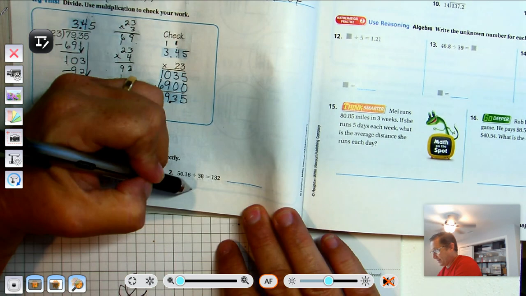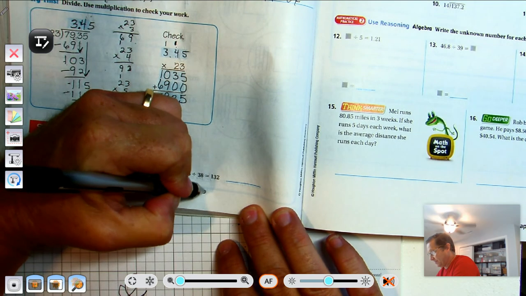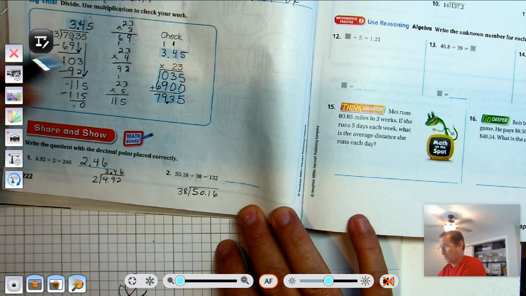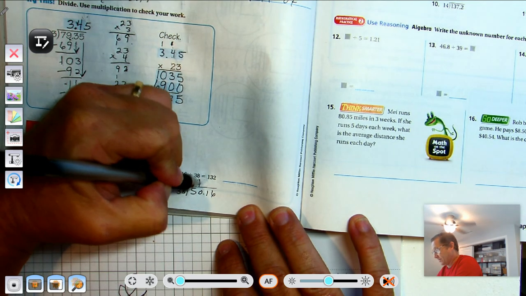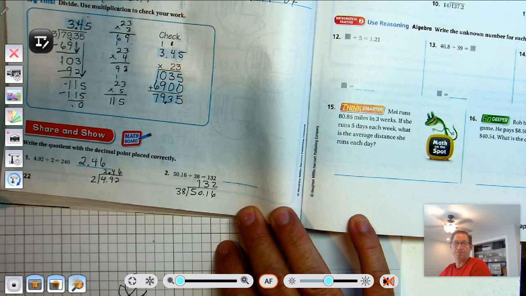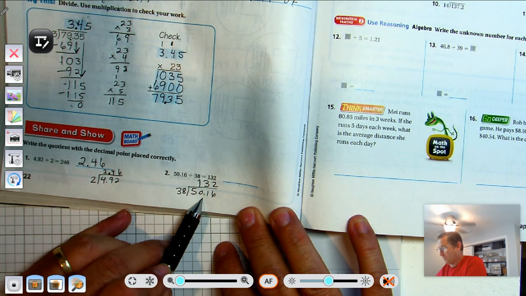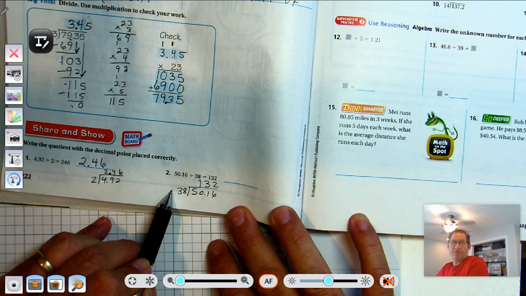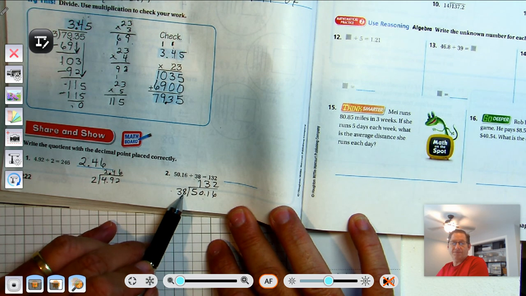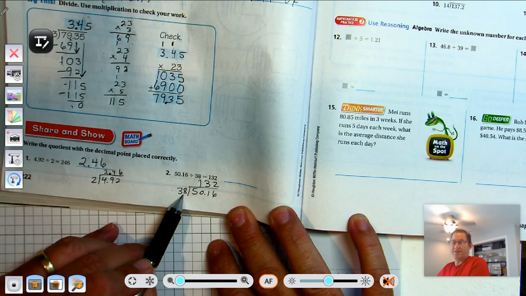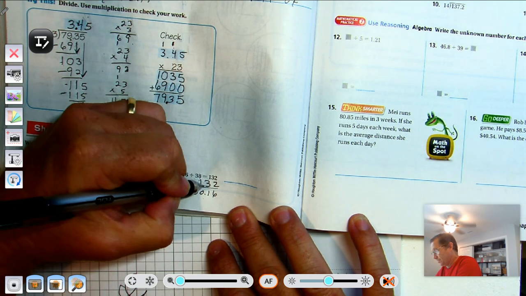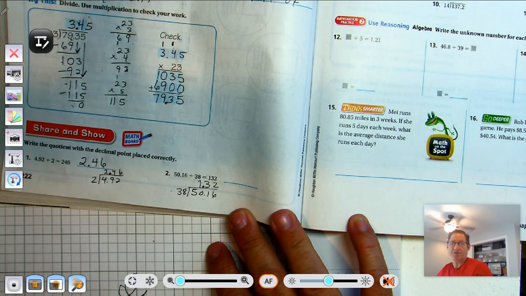All right, 50 and 16 hundredths divided by 38. Well, and they're saying that that gives us 132. Okay, but we're dividing a decimal by a whole number. If we looked at this as 50 divided by 50, that would be 1, right? So it's got to be 1 and 32 hundredths.